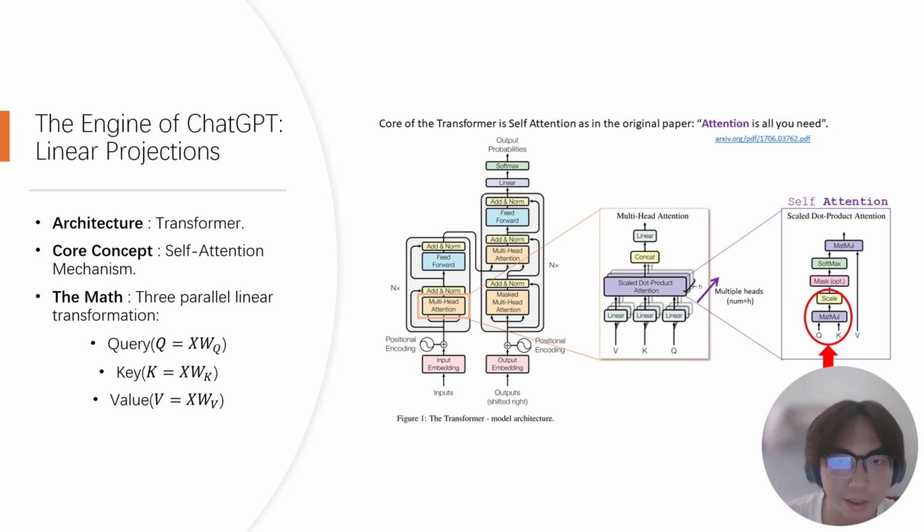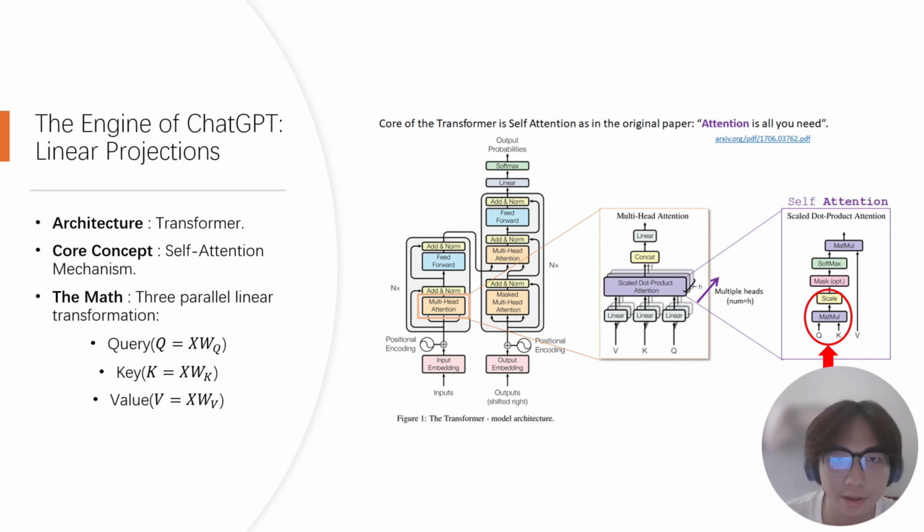All three of these are generated by pure matrix multiplication. It is a beautiful example of how basic linear algebra enables the most sophisticated artificial intelligence we have ever seen.